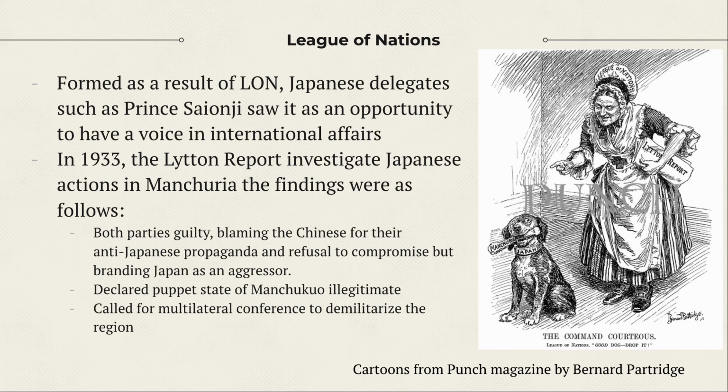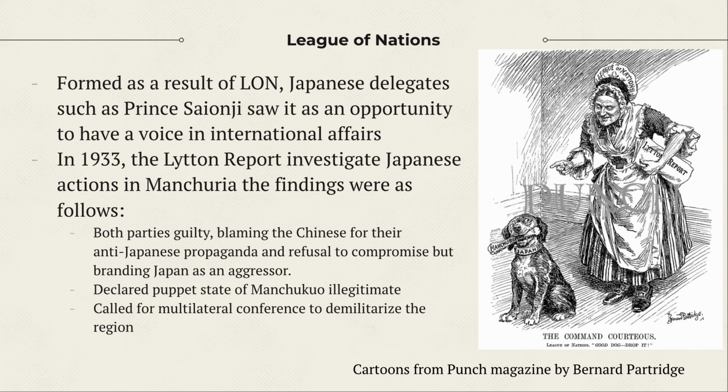Their findings are handed down in what is known as the Lytton Report. This is prepared by Lord Lytton from Britain, and you can see the findings there. Both parties are found guilty. They blame the Chinese for their anti-Japanese propaganda and refusal to compromise, but they brand Japan as the aggressor. They declare that the puppet state of Manchukuo with its emperor Puyi is illegitimate, and they call for a multilateral conference to demilitarize the entire region.